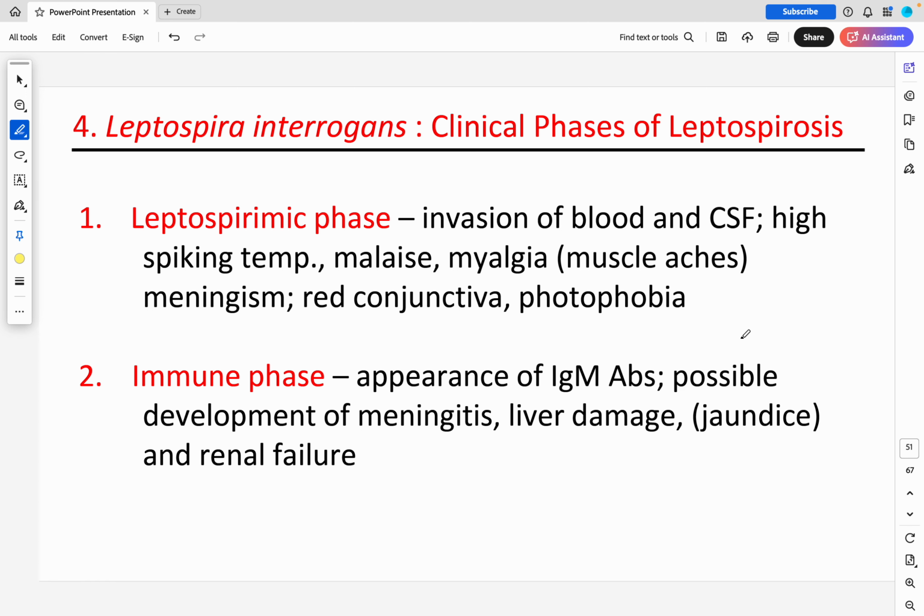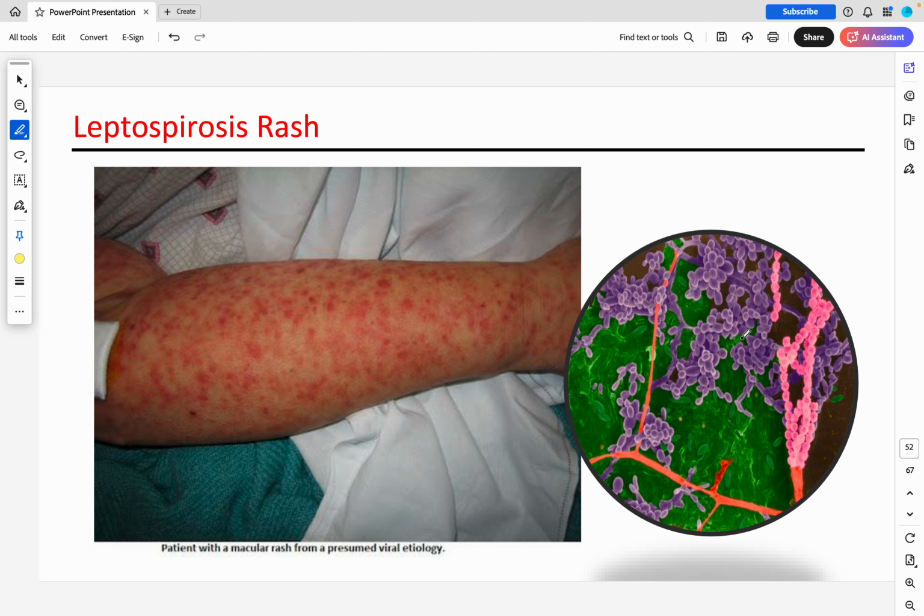So IgM antibodies are appearing. There's possible development of meningitis and associated liver damage, as well as renal or kidney failure. So the leptospirosis rash looks like this. It's macular in nature.